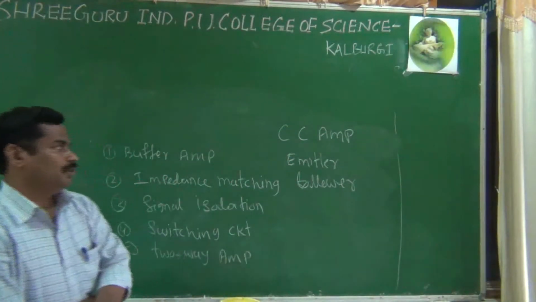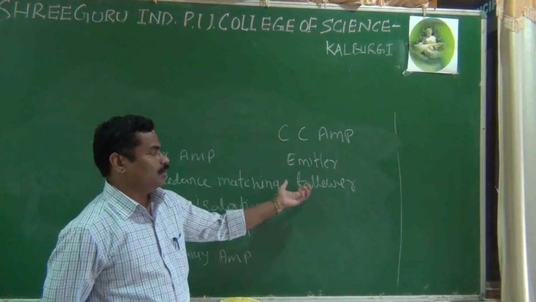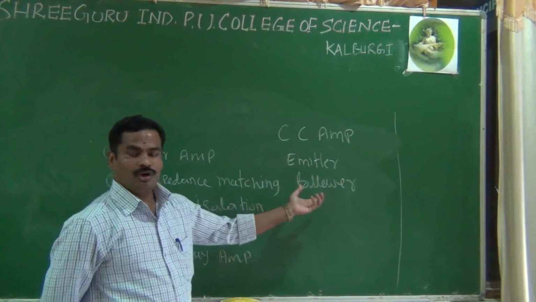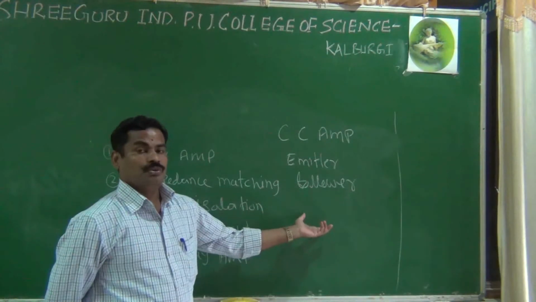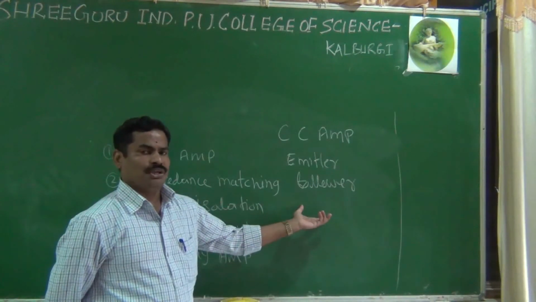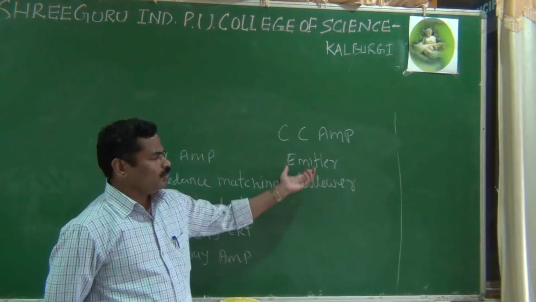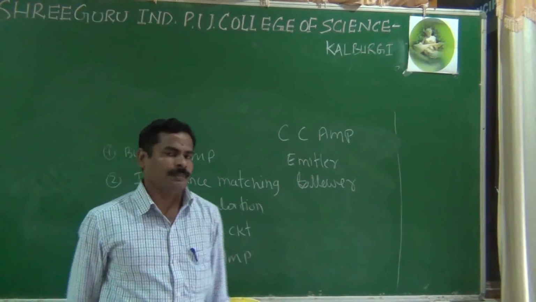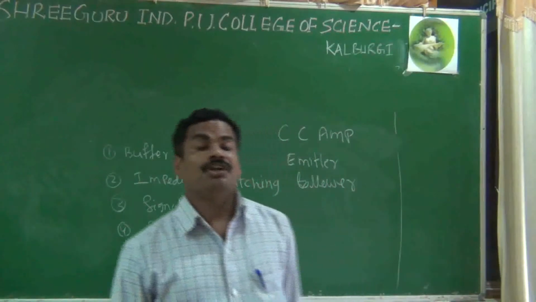Why is it called the emitter follower? The most important thing is that the output voltage, which is the emitter voltage, follows the input voltage, the base voltage. That is the most important property of your common collector amplifier, and that is why it is called an emitter follower.